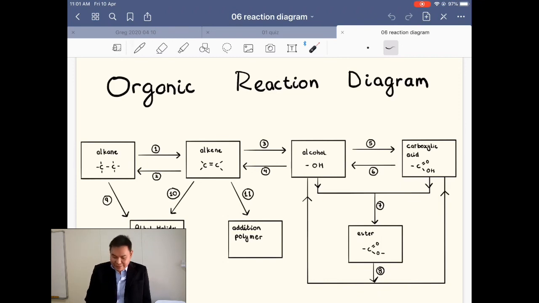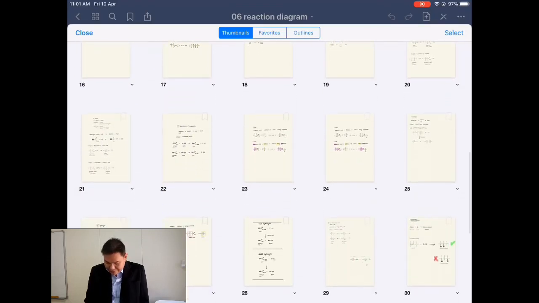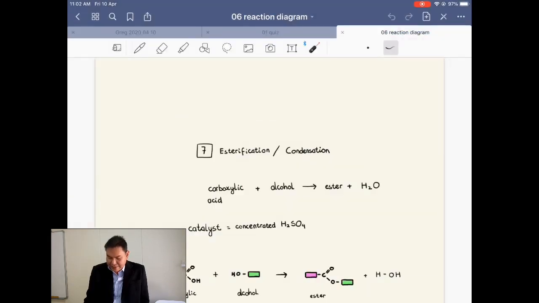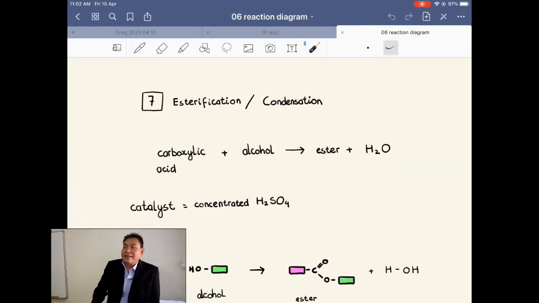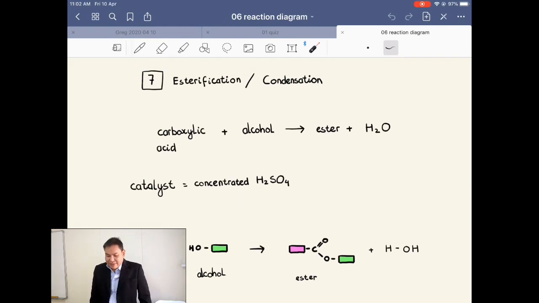Okay, we do one by one now. We go to reaction number 7. Okay, where is it? I think it's here. Yeah. Reaction number 7 is a little bit more complicated because you have 2 reactants, and both are organic substances. Then they react together and combine to form a new substance. Reaction number 7 is called esterification or condensation. Reaction pattern, very simple.